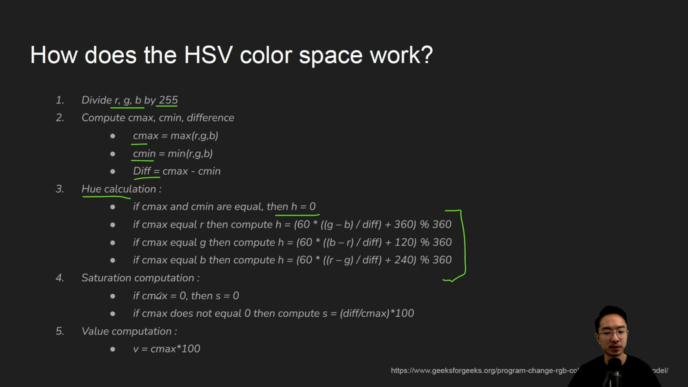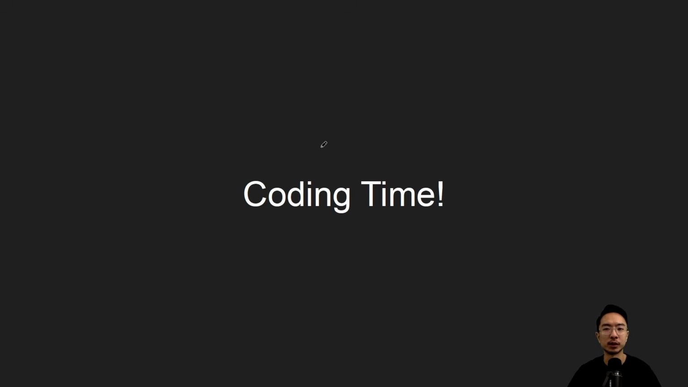For saturation, if C max is 0, you set S to 0. If C max does not equal 0, then you compute it with this equation here. And then the value is just based off of your C max. Thanks to GeeksforGeeks for this algorithm. And now we will jump right into our coding example.